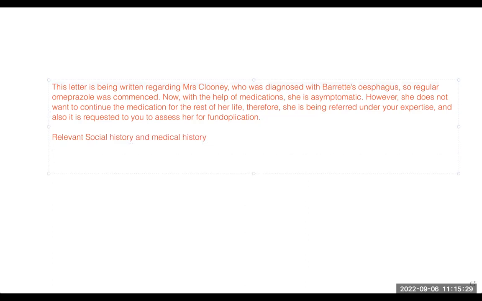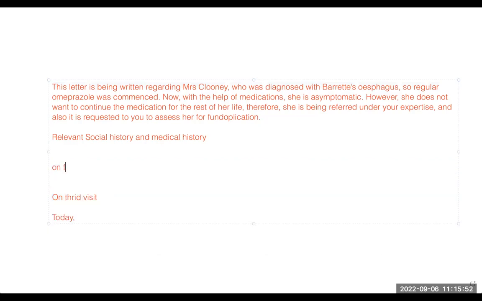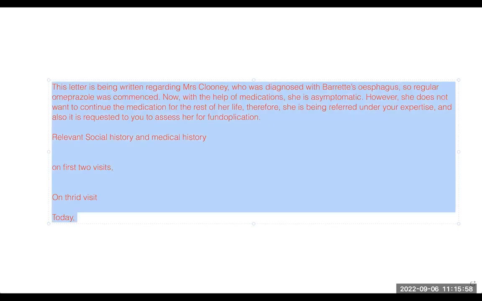The third paragraph starts with the first visit, whatever happened. Then the next paragraph on the second visit, whatever happened. We can combine the visits as well, according to preference. In this letter we have 4 visits, and then today. We don't have to make 6 paragraphs. If two paragraphs can be made smaller, we will say on the first 2 visits. This is your skill, your smartness, according to what you like.